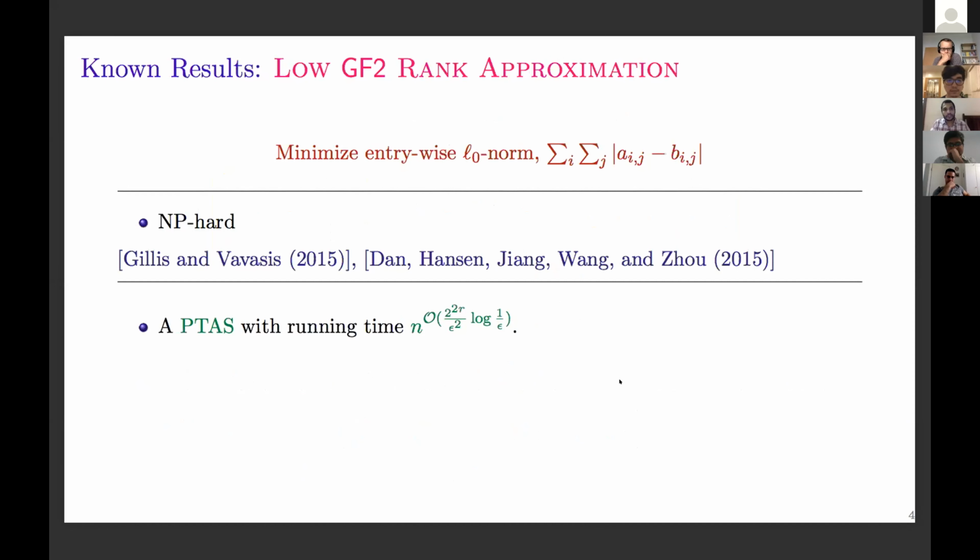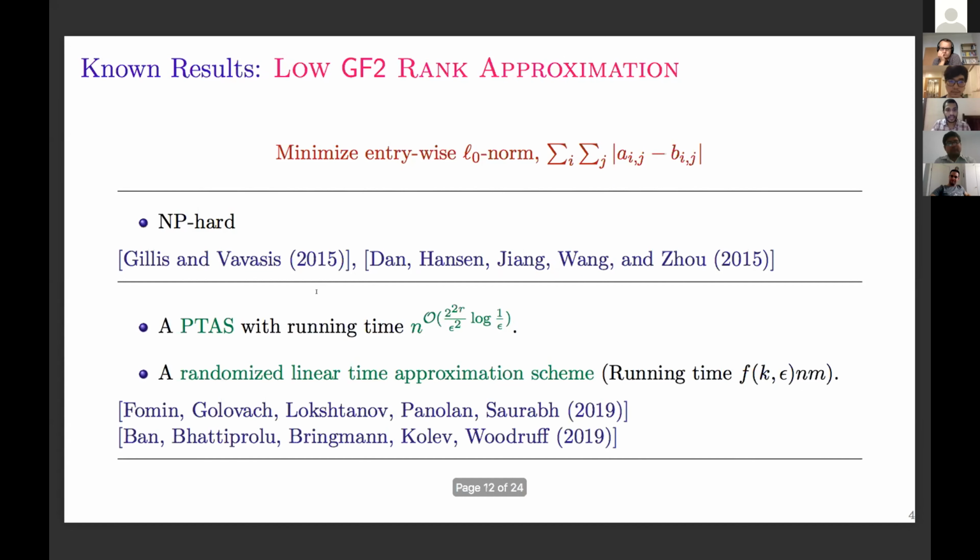So what is known about the low GF2 rank approximation? That means I want to minimize the Hamming distance between A and B, where B is the matrix I want to compute. The problem is NP-hard, shown independently by two sets of authors. There is a PTAS running in the time mentioned in the slide. And there is also a randomized linear time approximation scheme, with running time f of k and epsilon times n times m, where k equals 2 to the r, and n times m is the size of the input. This is also achieved by two sets of different authors.